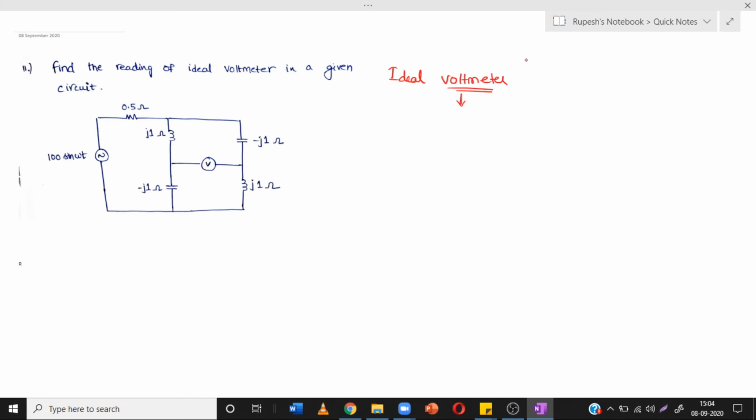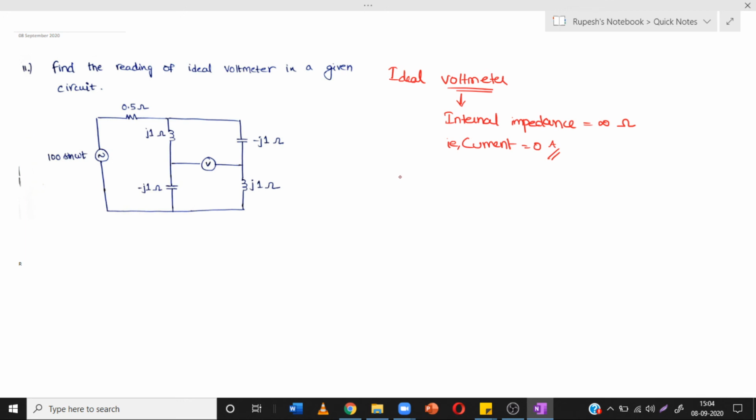So ideal voltmeter is the voltmeter in which the internal impedance is equal to infinite ohms. That is, infinite ohms means the resistance is very huge, no current will flow through it. So the current flowing through it is 0, 0 amperes.